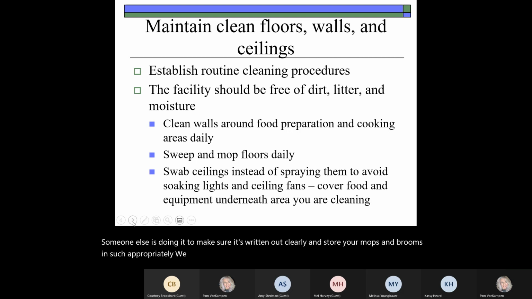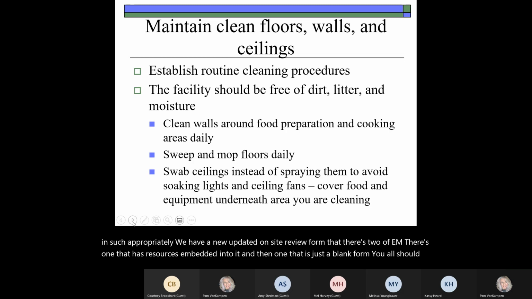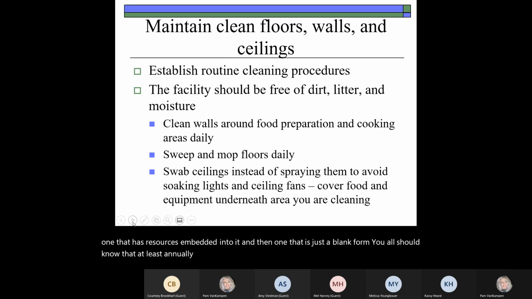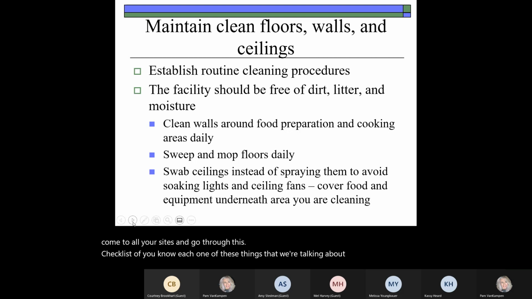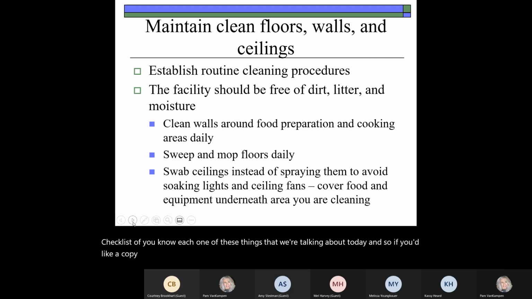We have a new updated on-site review form that there's 2 of them. There's one that has resources embedded into it, and then one that is just a blank form. Y'all should know that at least annually, your contract dietitian and or your nutrition director are going to come to all your sites and go through this checklist of each one of these things that we're talking about today. And so if you'd like a copy of that on-site review form, just ask your nutrition director. And like I said, the one that says resources in it has a whole bunch of other information to help you. We want to make sure that you have the education that you need to do the job properly.